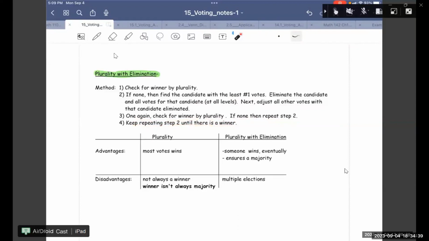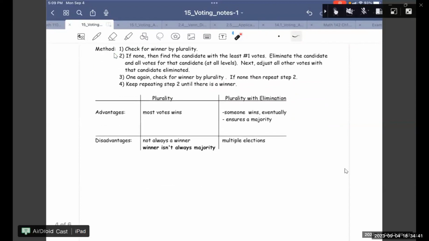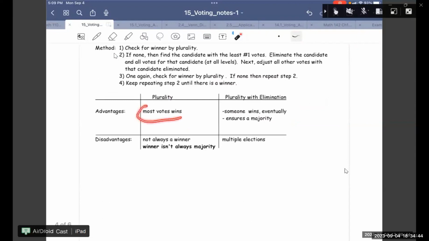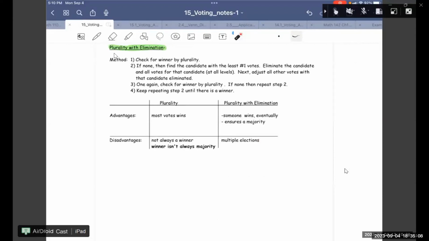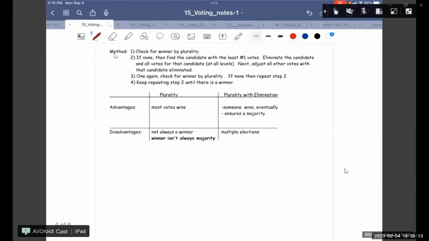So the advantage of plurality with elimination is that someone wins eventually, or it ensures a majority. So this advantage means the winner is not always the majority in multiple elections. Right now, we use example number two.